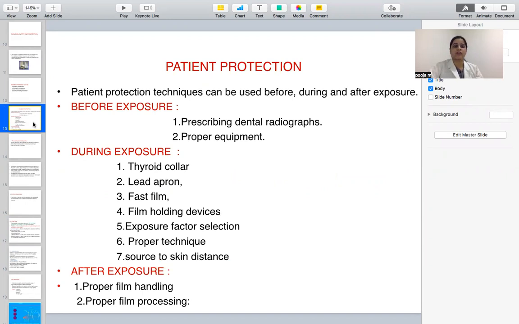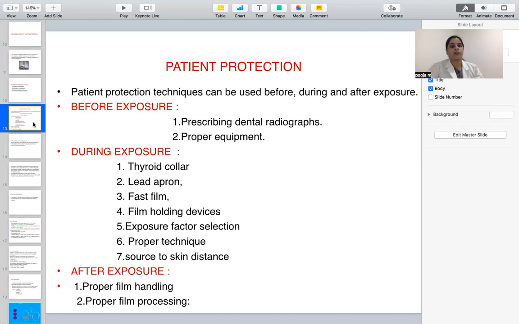So patient protection can be done in three ways, that is before exposure, during exposure, and after exposure. So before exposure, what are the methods we take, during exposure, what are the methods we take, and after exposure, what are the methods we follow to avoid ill effects or overexposure of radiation to the patients. That I'll be talking about in detail.